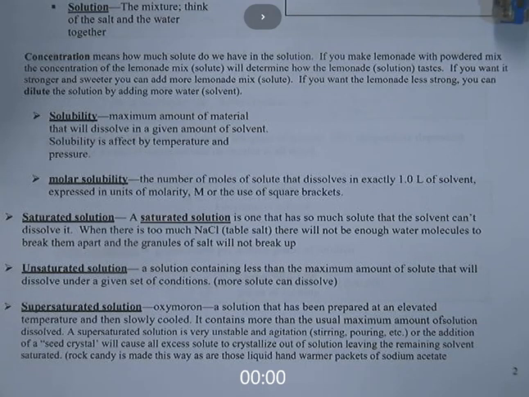An unsaturated solution is a solution containing less than the maximum amount of solute that will dissolve under a given set of conditions. Okay, supersaturated solution. So a solution that has been prepared at an elevated temperature and then slowly cooled. It contains more than the usual maximum amount of solute dissolved. In other words, more of the solute has broken apart and dissolved when the temperature is higher. That's true for most solid substances, though not all.